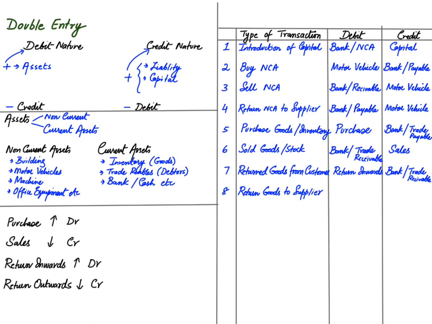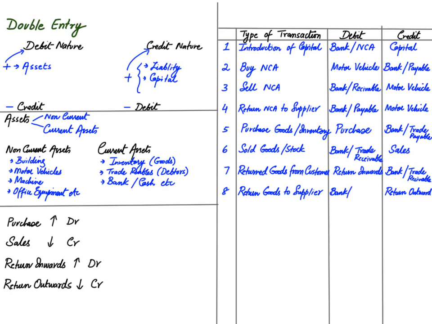Then return goods to supplier. If we are returning goods to our suppliers, similarly, if the goods are damaged and we are returning them to our supplier, we'll be using a return outwards account. Return outwards is also known as purchase return. Return outward or purchase return will be credited because goods are going out of the business and the asset is decreasing. Then if we have already paid the money to a supplier, we are supposed to get our money back from the supplier, and we'll be debiting the bank account.